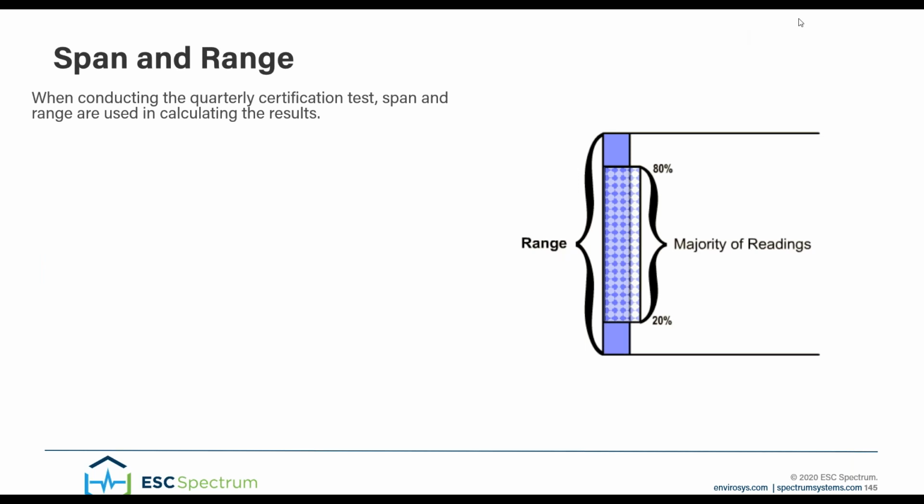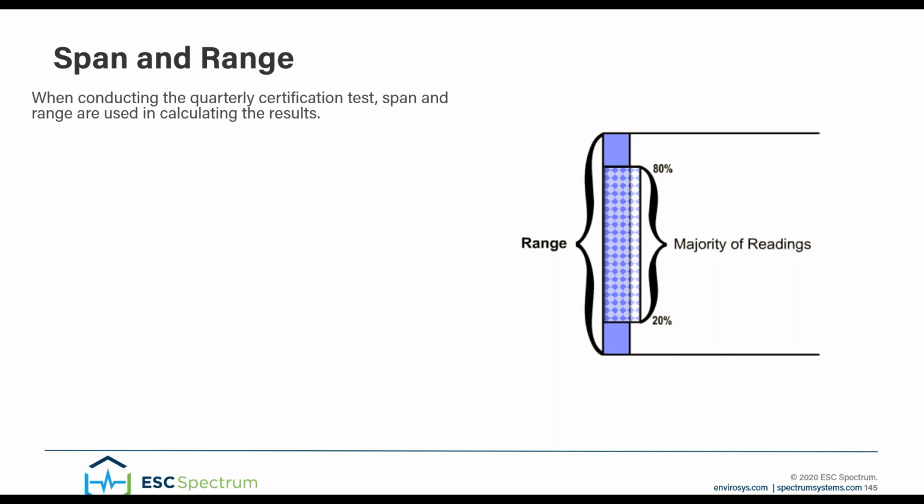When we think about our linearities and our CGAs, we have to think about the span and range, because that is what we're looking at and being used to calculate the results. The EPA wants, to the most practicable extent, to make sure that the majority of your readings fall between 20 and 80% of the range of the instrument. So that 20 to 80% is what we consider the span.